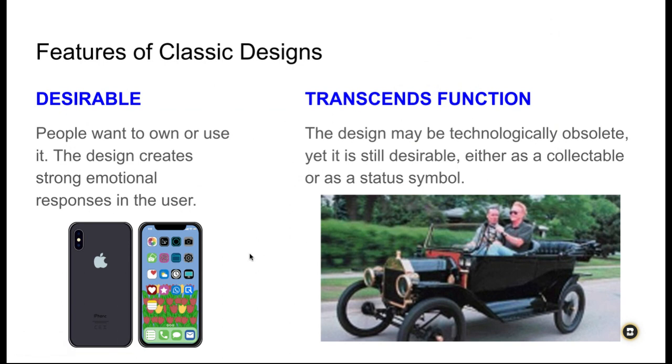A couple other features. The design should be something that people want to own or use. So clearly it needs to be very functional. It needs to meet a need. And it also needs to have a strong emotion, like people need to want it. They have a strong emotional response to that particular design. But it needs to also transcend function. So it's not just about the function. There's something else about it. It's a status symbol or it's collectible, and we'll talk more about that when we get to characteristics.